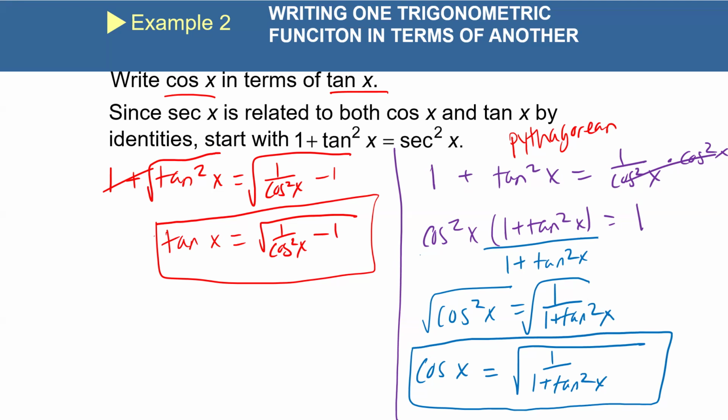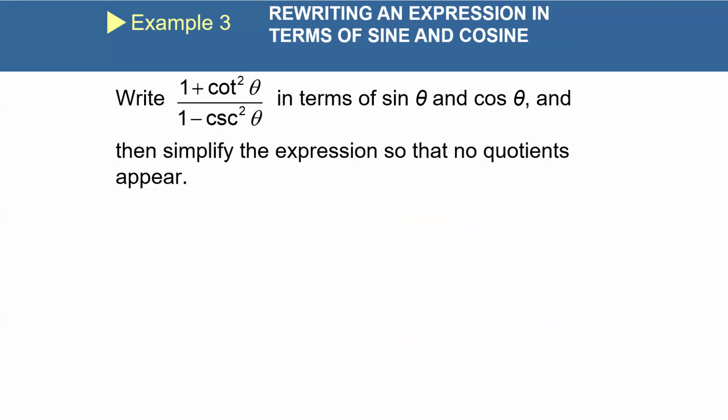Oh man. All right, so the red side is tangent in terms of cosine. The purple blue side is cosine in terms of tan. I say, sure, are you okay? All right. This says we want to write this in terms of strictly sine and cosine only.